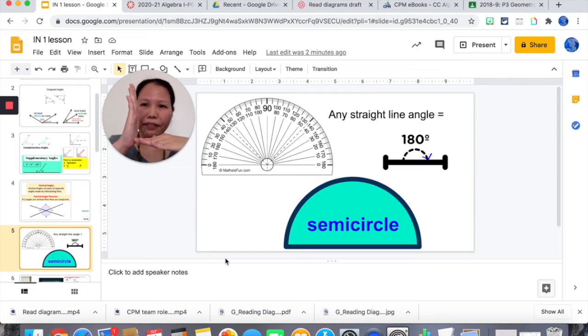And then one more basic fact. A right angle, or that little square corner, will tell you it's always 90 degrees.